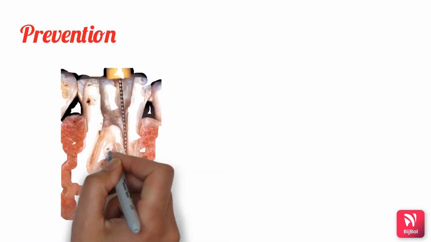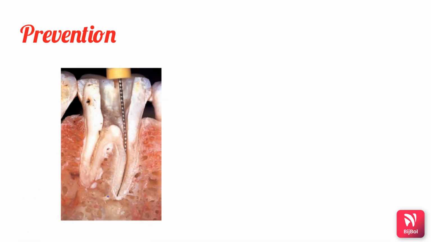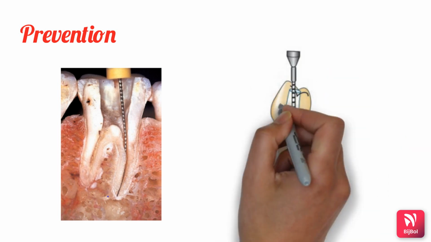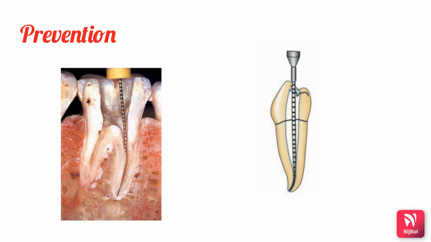How do we prevent it? It can be prevented by removing all the caries and unsupported tooth structure and restorations before completion of the access cavity preparation. There should be a straight line access to the canal apex. That's how we can prevent canal blockage.